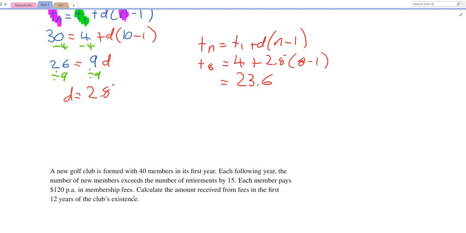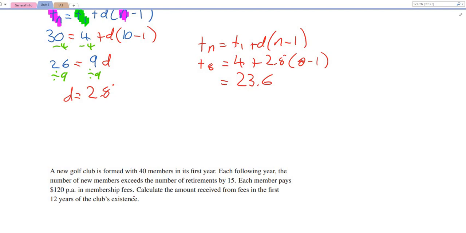Is there a formula? What kind of question is this, guys? It is not an arithmetic sequence. Well, it is, but it's not. It's not geometric. It is arithmetic, but it's not a sequence. It's a series.